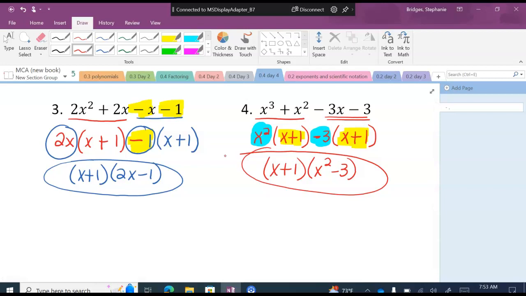Okay, so the only thing is with the grouping, you just have to be very careful. If your middle sign is negative, make sure that when you do it, you're pulling out a negative number and not a positive, okay? Otherwise, you're not going to end up with the same stuff in your parentheses. Very good?